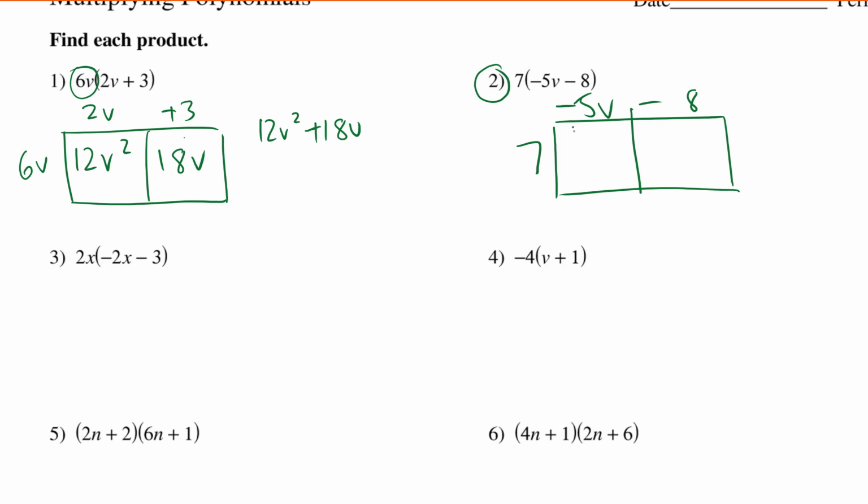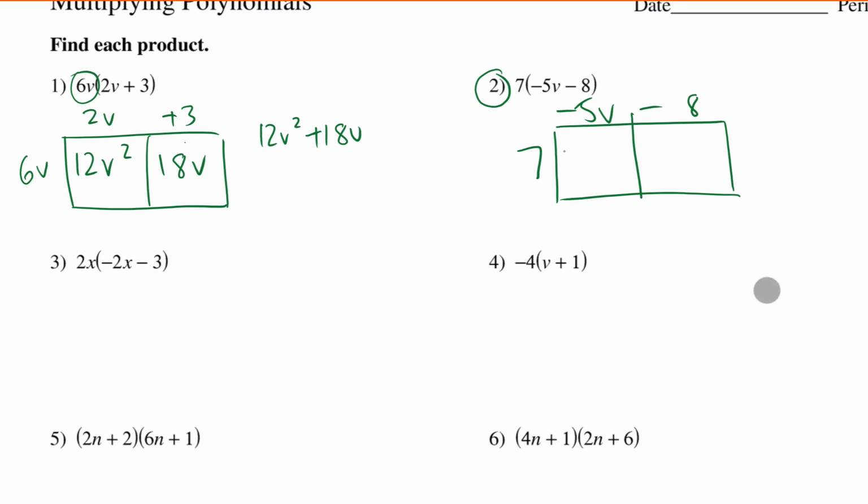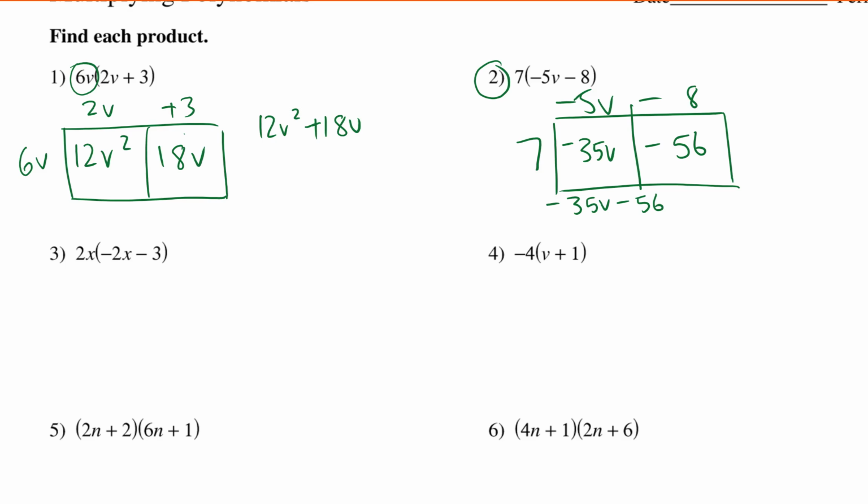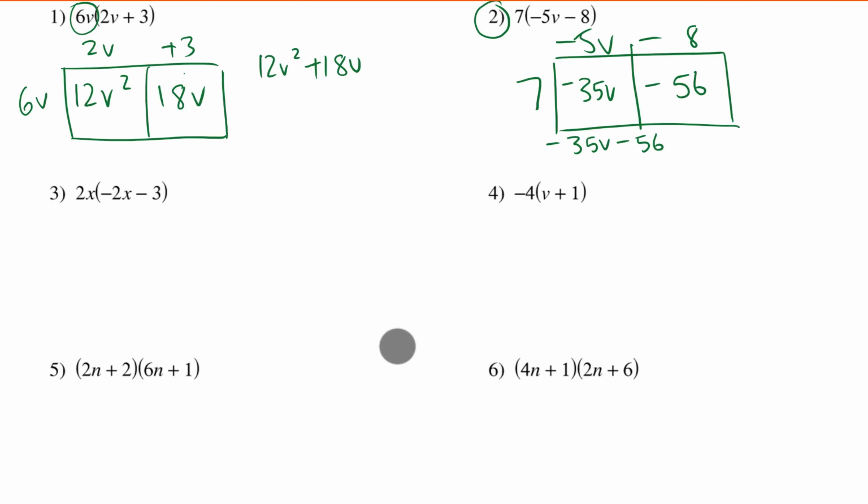So this area here is going to be negative 35V. This one here is going to be negative 56, yeah. It's hard to think of the area being negative 56, okay, but so my answer therefore is just negative 35V minus 56. That's my area. That's my answer when I expand those brackets. So you got 3 and 4 there.